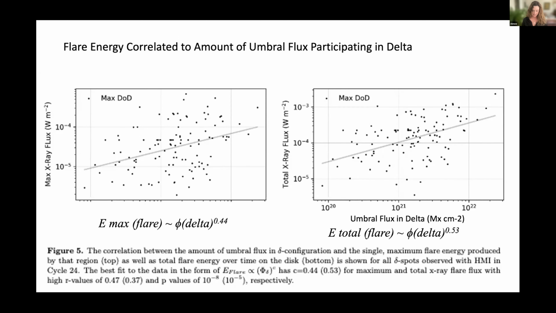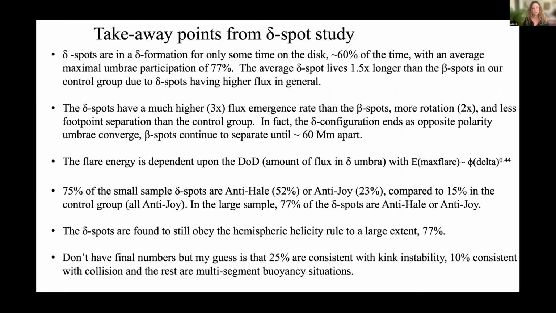Oh, and the takeaway points, which I haven't shown you everything, but for the delta spots, from the study we calculate all those parameters and then take an average for the delta spots. The delta spots are in a delta formation for only some of the time on the disk, like 60% of the lifetime of the active region group. Average maximal umbral participation is 77%. I haven't calculated the mean of what they are during their time on the disk.